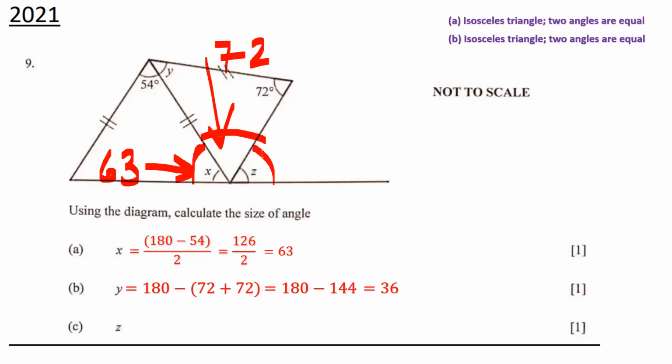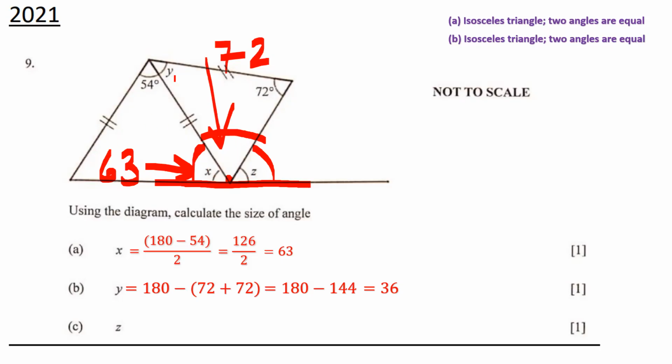This angle right here is 72. We just have to figure out what z is. If we notice that these angles are at a common point and they are on a straight line, what do we know about angles on a straight line at a common point? Angles on a straight line at a common point must add up to 180 degrees.